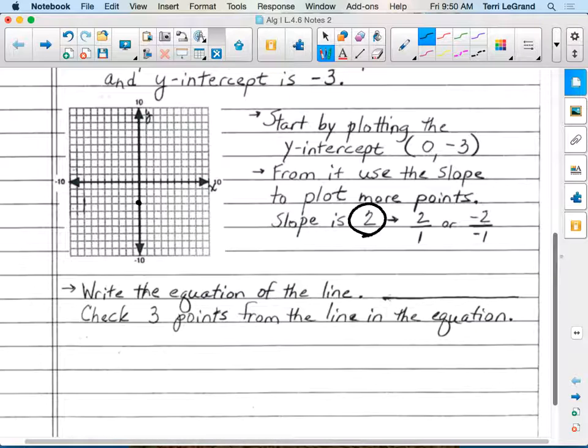So we have two different ways we can think of the slope, two different directions we can go from that y-intercept. We can go 2 up and 1 to the right, or we can go 2 down and 1 to the left. So I want you to plot 2 more points from that y-intercept. Using the y-intercept as your starting point, I want you to use the slope in the 2 different ways of rise over run.